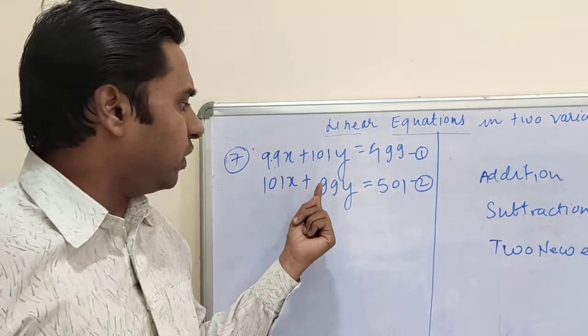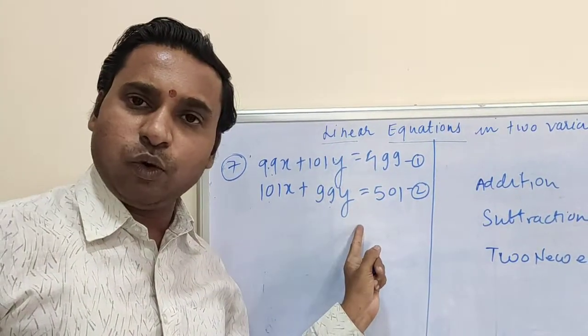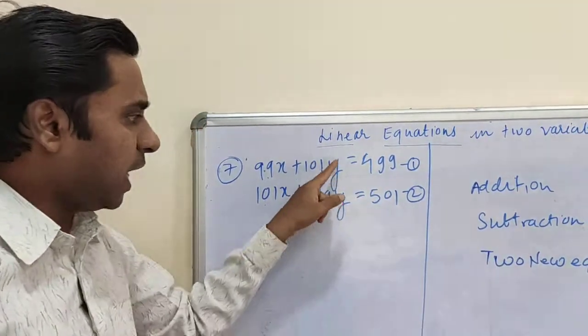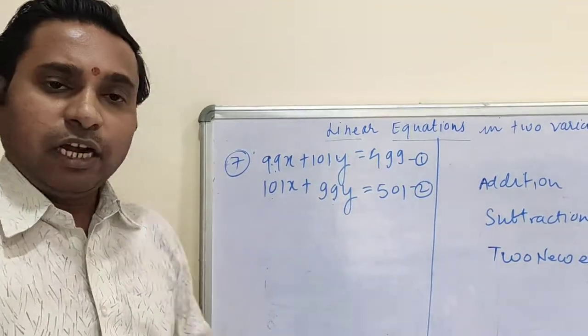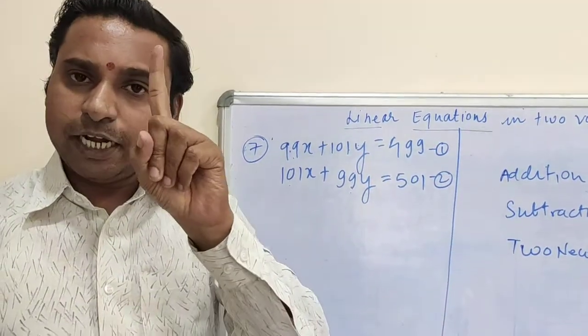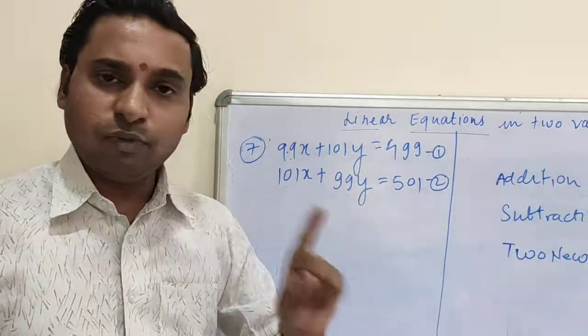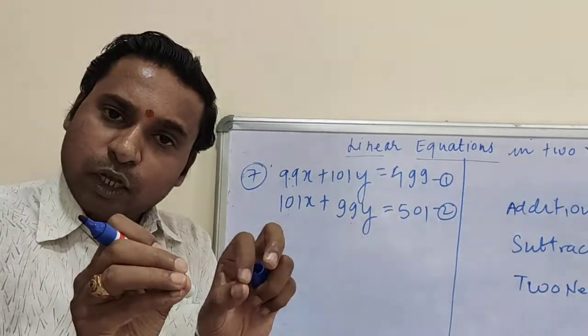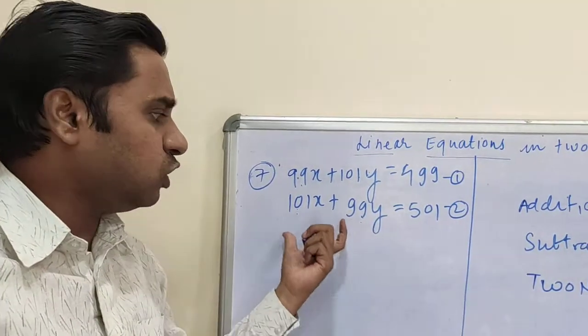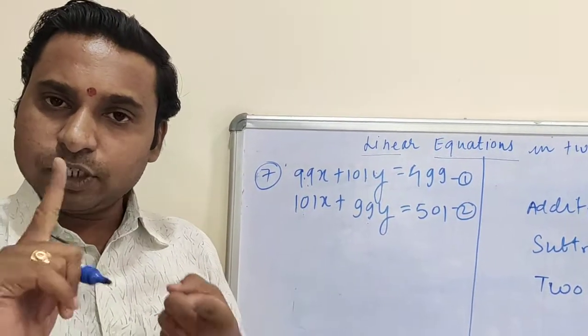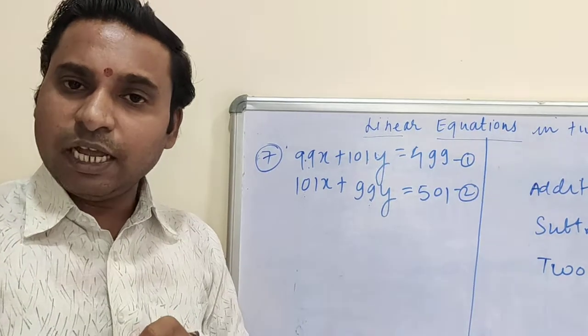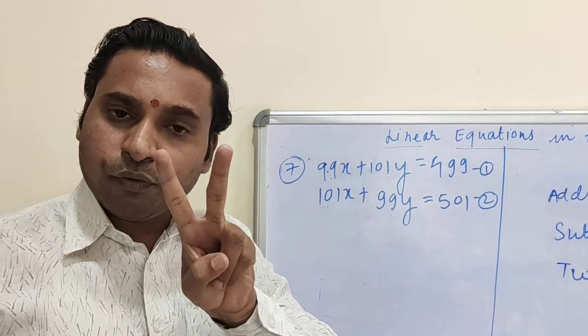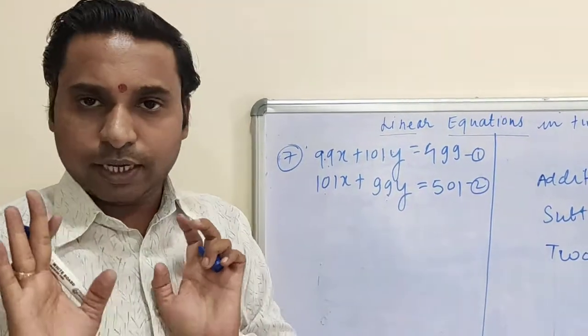What we have to do? First we have to do the addition of equation 1 and 2. Then we have to do the subtraction of equation 1 and 2. Through addition we will be getting one equation. Through subtraction we will be getting one more equation. And we have to solve them so that we will be getting the values of x and y. Understood? First addition, then subtraction, and then we will have two new equations that we have to solve. Is it clear?